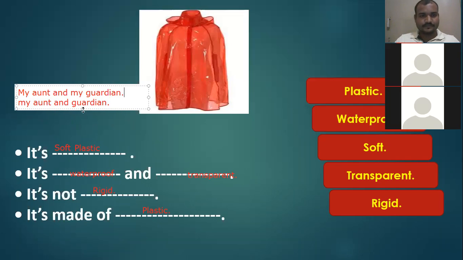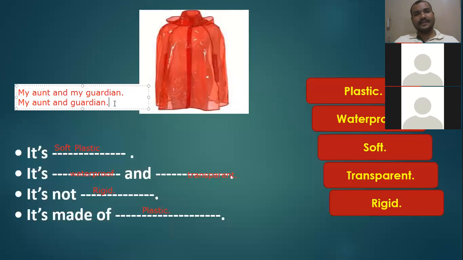Not the second time. I'm not asking you whether there is a "my" word or not. My aunt and my guardian. What does it mean? My aunt and guardian. What does it mean? My aunt and my guardian. The sentence tries to explain that they are separate.